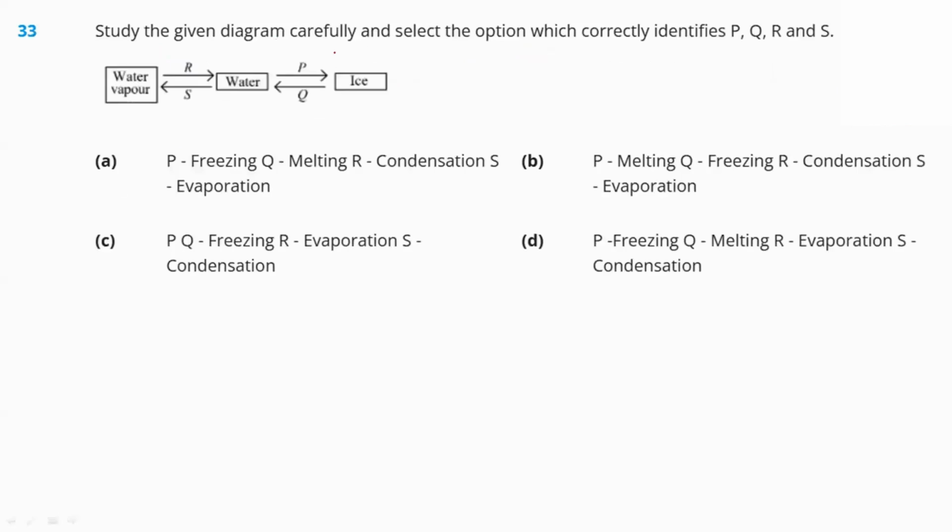Next, study the given diagram carefully and select the option which correctly identifies P, Q, R, and S. Okay, so water vapor to water is condensation. Water to ice is freezing, right? Ice to water is melting, so Q is melting. Water to water vapor is evaporation, so S is evaporation. Okay, so what is our answer? P is freezing, Q is melting, R is condensation, and S is evaporation. Option number A is our right answer.